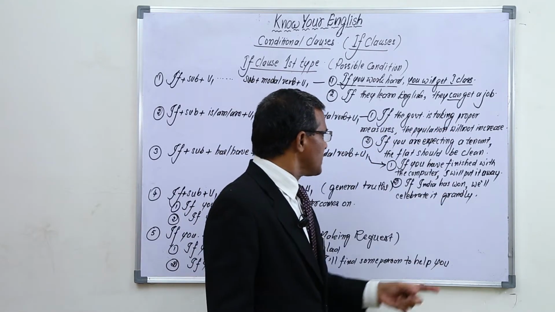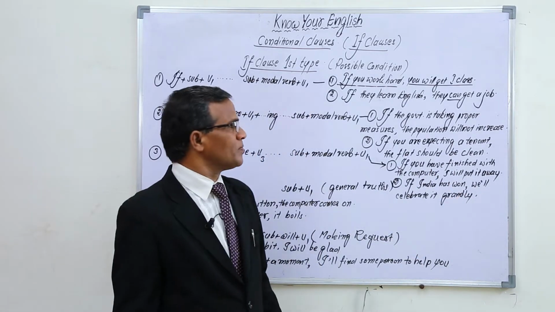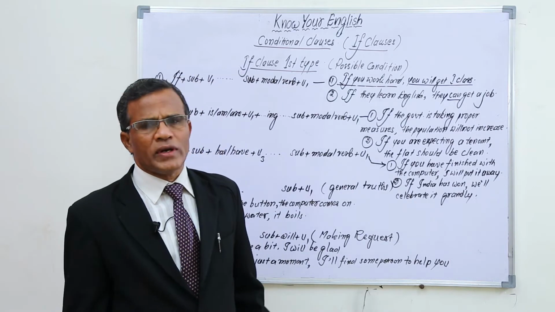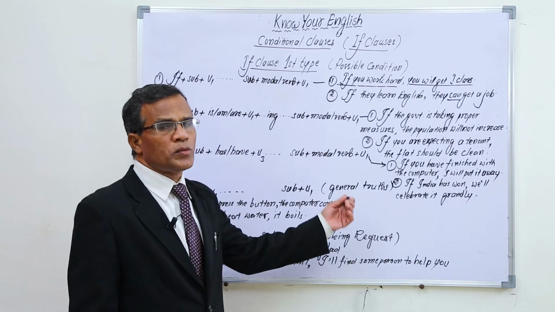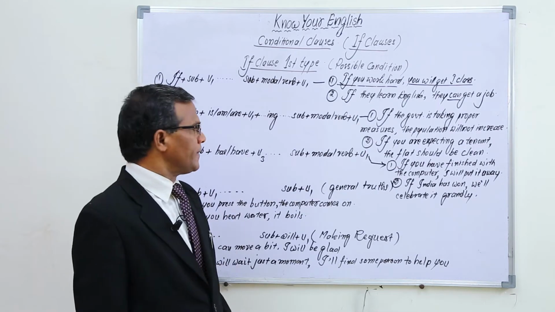If the government is taking proper measures, the population will not increase. Means if the government is taking proper steps, the population will not increase. This is also a possible condition. If this happens, that also happens like that.